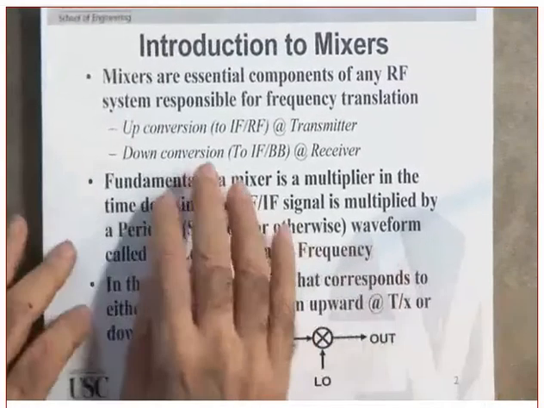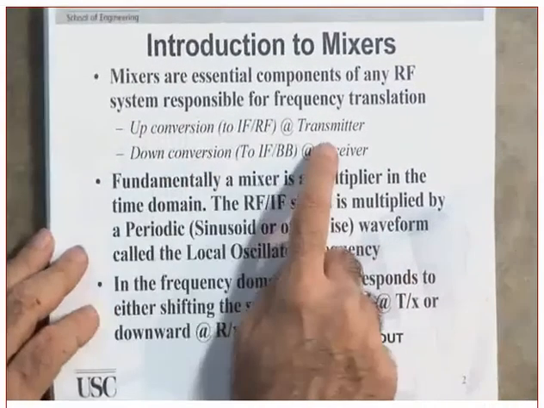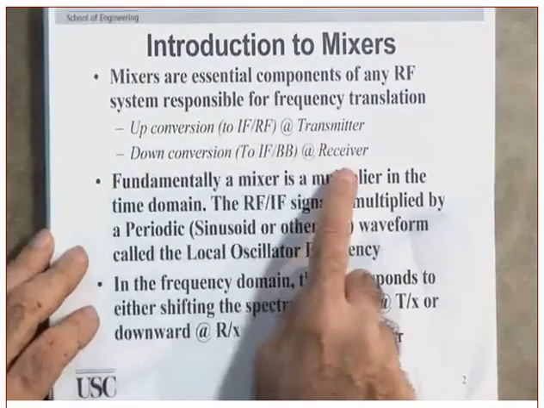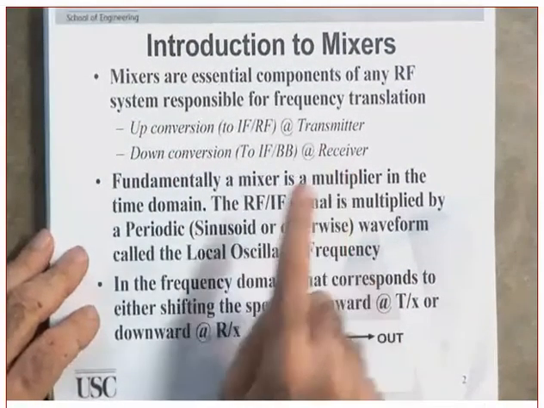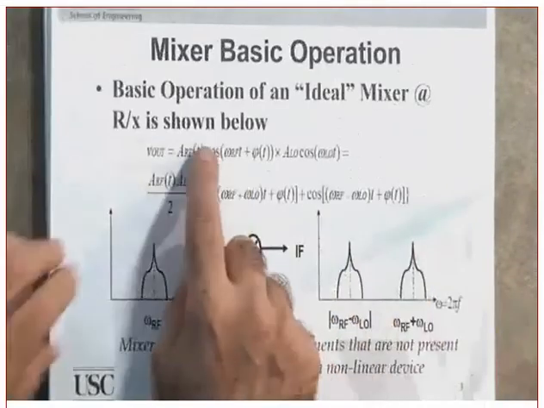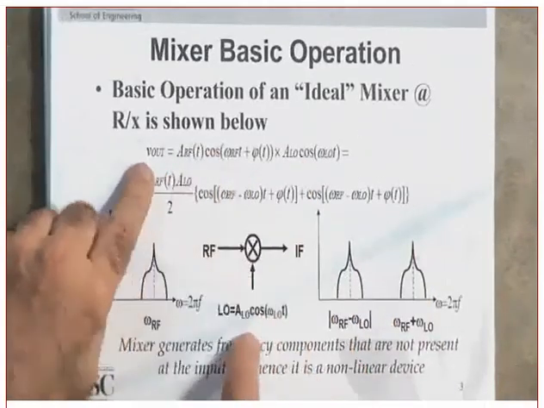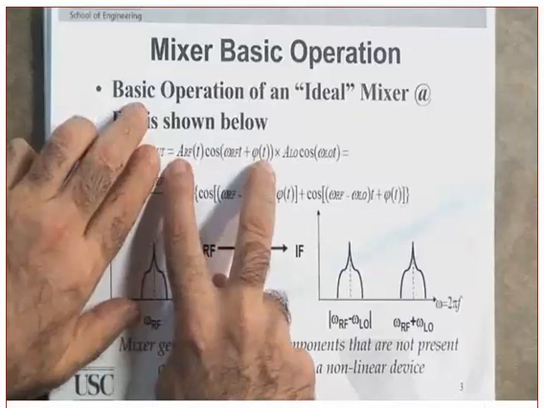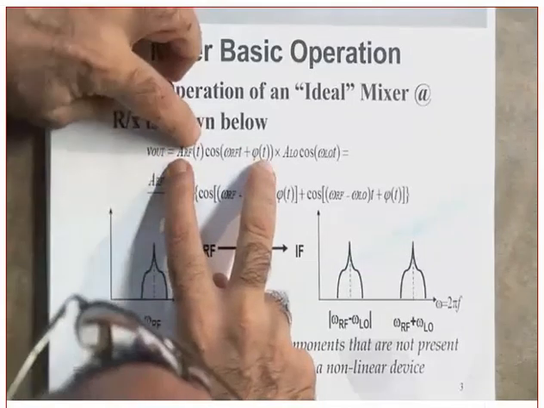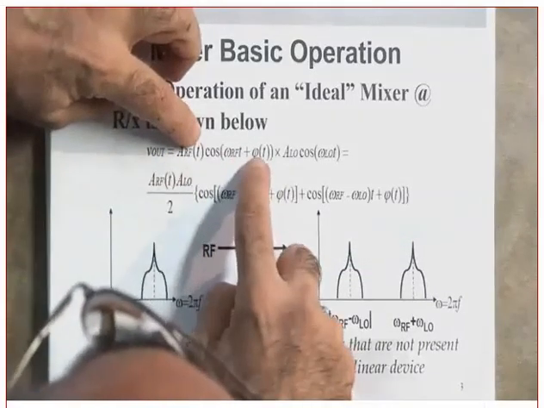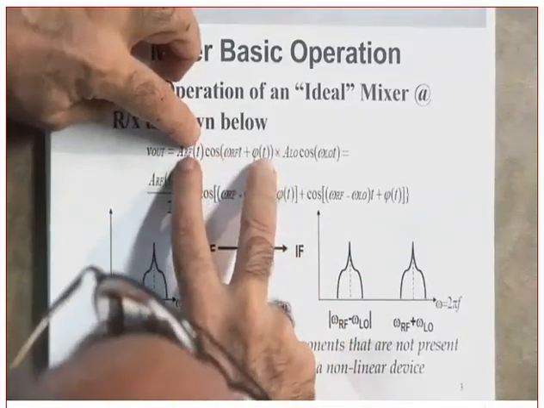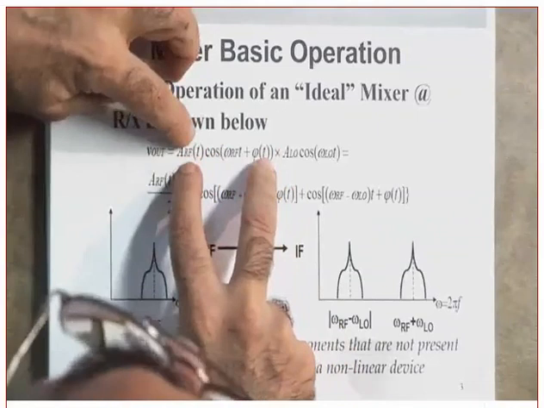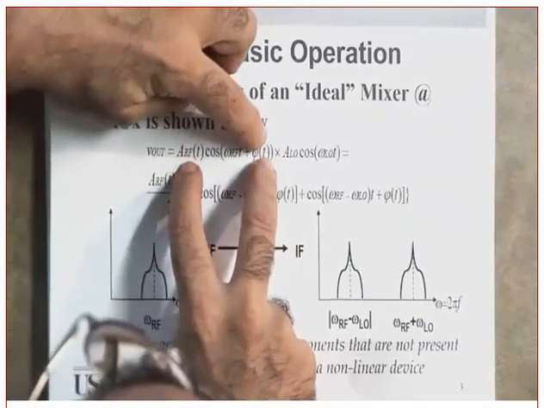Okay. So the mixer, again, is an up conversion at the transmitter side. It's a down conversion at the receiver side. Fundamentally, it is just a multiplication. So the V out, what is this? This is the RF signal with amplitude modulation and phase modulation.